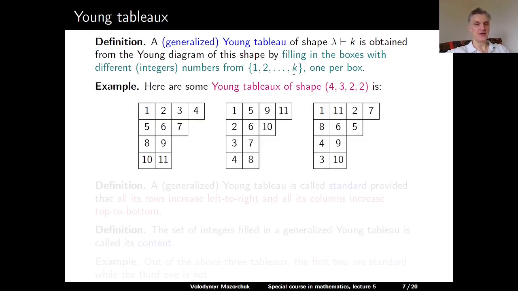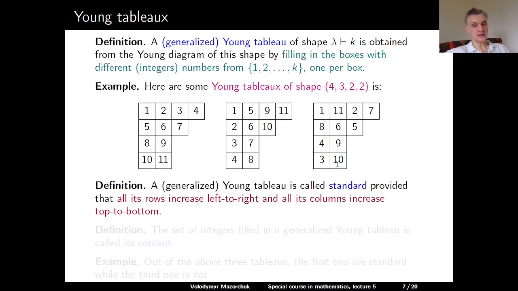So for example, here are some Young tableaux of shape 4, 3, 2, 2. In the first one, we fill in 1, 2, 3, 4, 5, 6, 7, 8, 9, 10, 11, left to right, top to bottom. Or we fill them in 1 through 11 top to bottom, and then left to right. Or we just fill them in some order, so 1, 11, 2, 7, 8, 6, 5, 4, 9, 3, 10. A generalized Young tableau is called standard, provided that all its rows increase left to right and all its columns increase top to bottom.